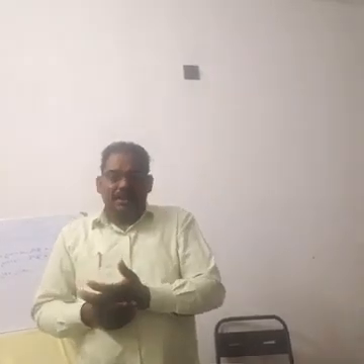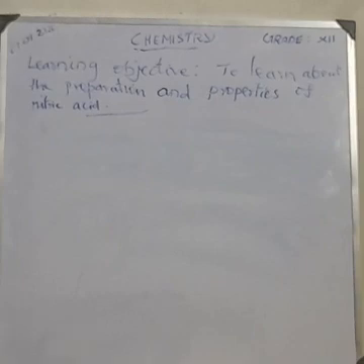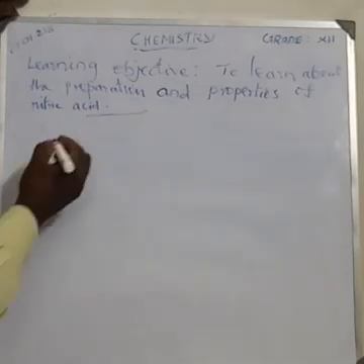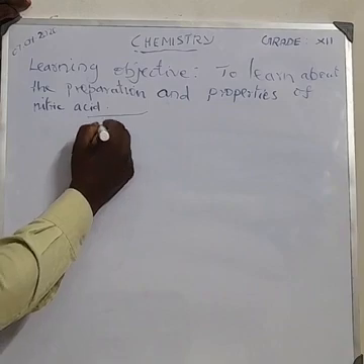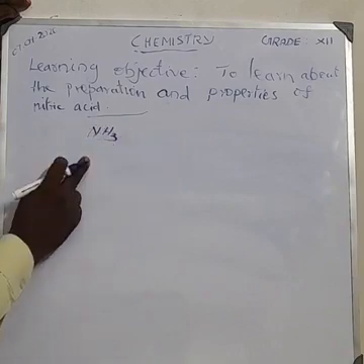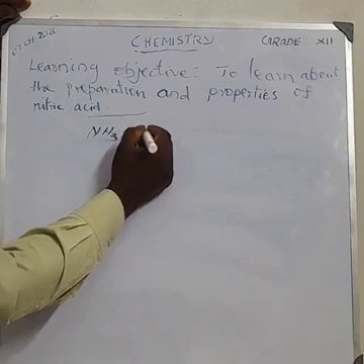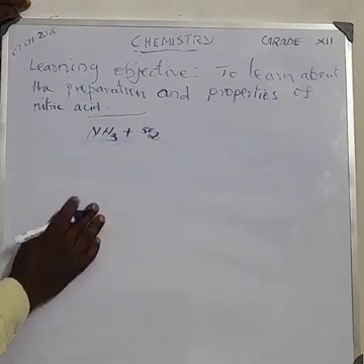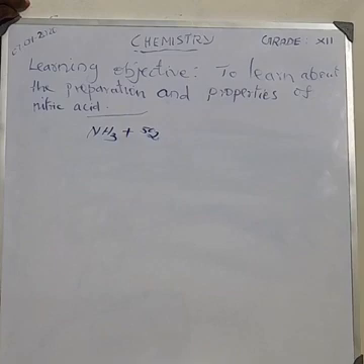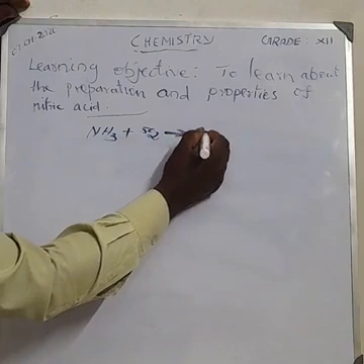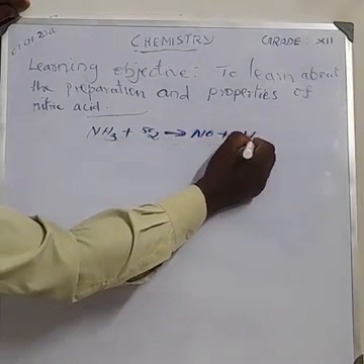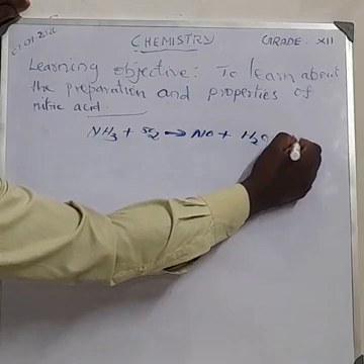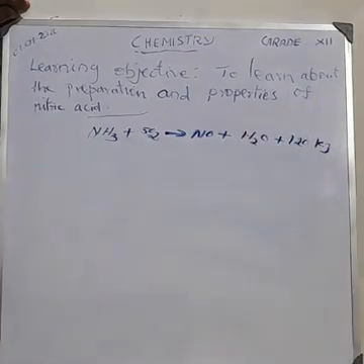Okay, we can write the equation. Equation is very, very important. First, I told you about the preparation of ammonia by means of Haber's process. Ammonia, that is NH3, on reacting with 10 times of air, that is 5 molecules of oxygen, we get NO plus water plus 120 kilojoules of energy.